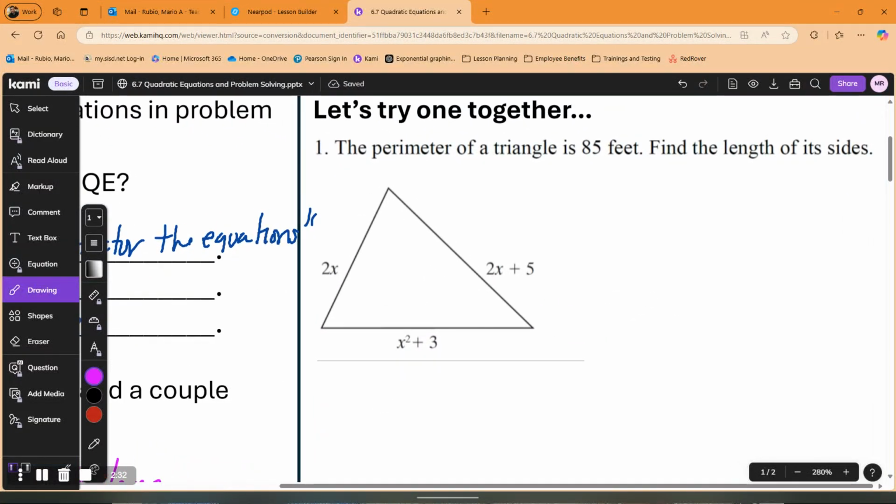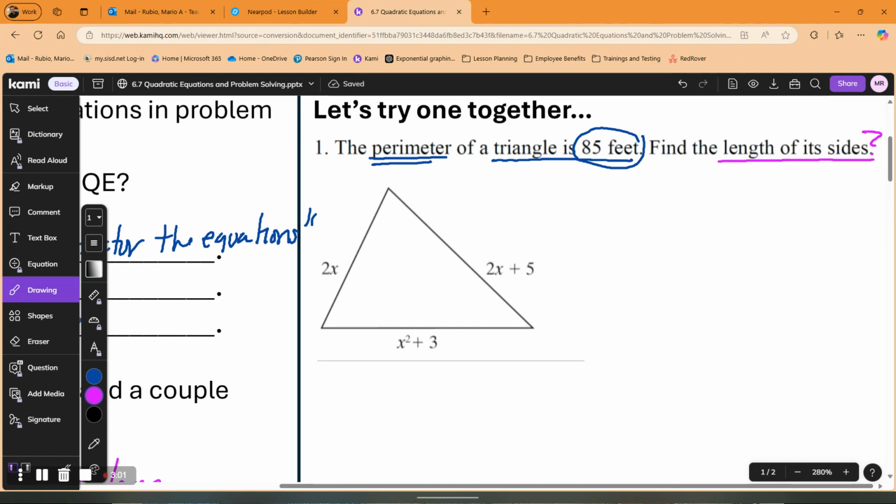This is the statement: the perimeter of a triangle is 85 feet. Find the length of its sides. That was step 1, read through the problem. Step 2 is identify or pull out key information. So here's what I want to say. Perimeter, I need to know what that word means. I have a triangle, and it's 85 feet. And what is it actually asking me? The length of each side.